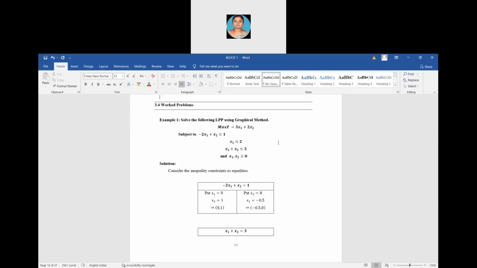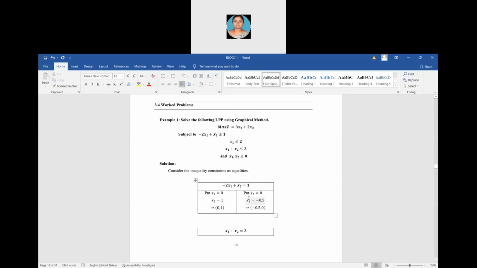Now we can consider the inequality constraints as equalities. Initially, you have to convert all the inequalities into equations. What is our first equation? Minus 2x1 plus x2 less than or equal to 1. The less than or equal to is converted into equal to without changing any symbols, so we have minus 2x1 plus x2 equal to 1. If you put x1 equal to 0, you directly get x2 equal to 1. We represent the coordinates as (0, 1), because the first place is for x1 and the second place is for x2.